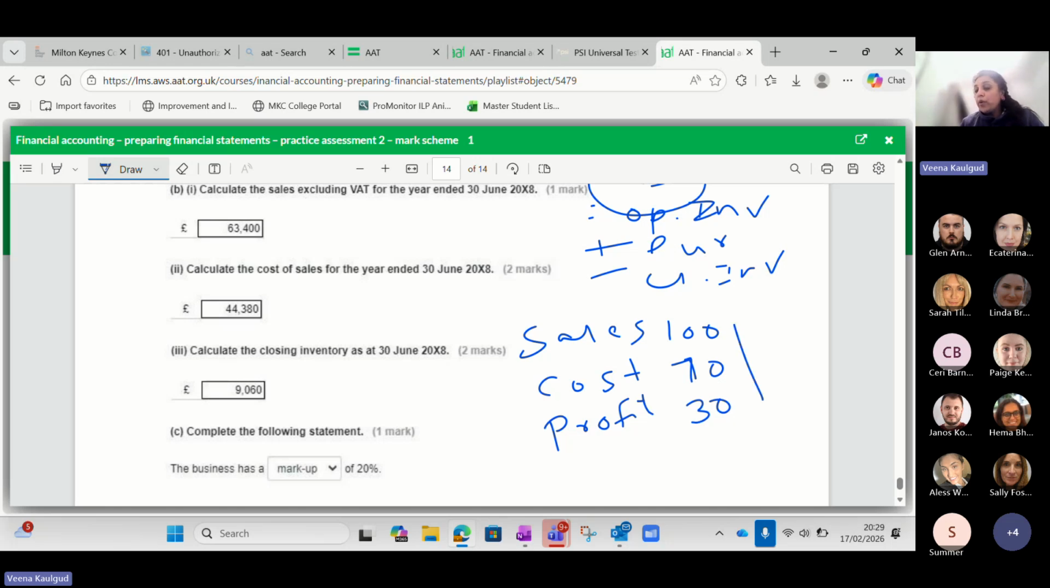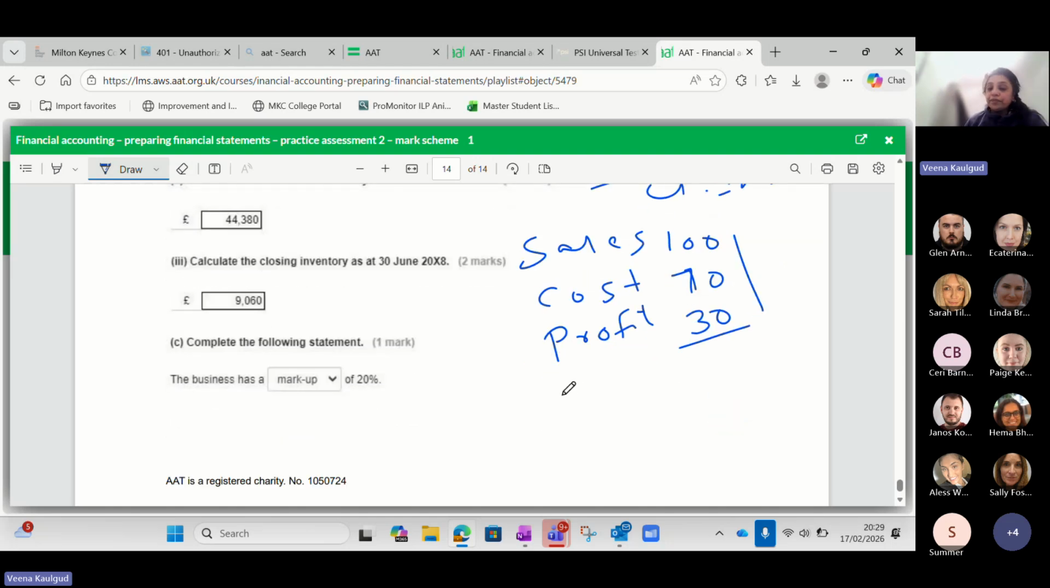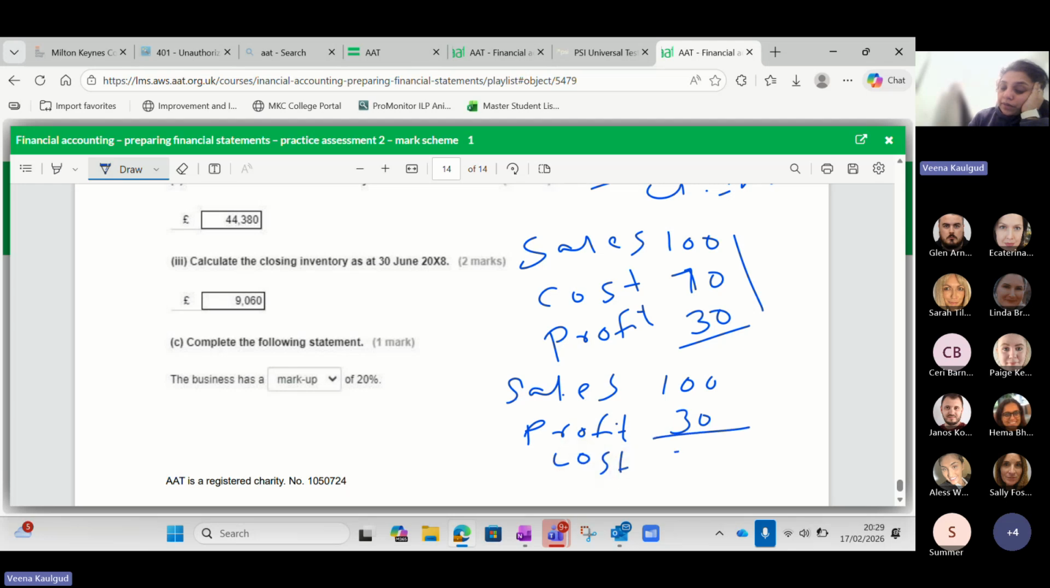The only thing you have to remember is if it is a margin, you start with sales as 100% and your profit margin was 30%. So your profit is going to be 30%. Okay, so I can put it like this again if you want. Sales is 100. I know the profit figure because it's a margin, it's going to be 30. So your cost is going to be 70.